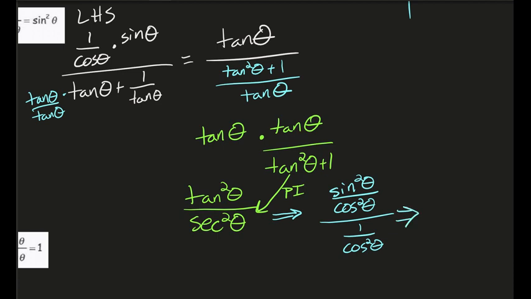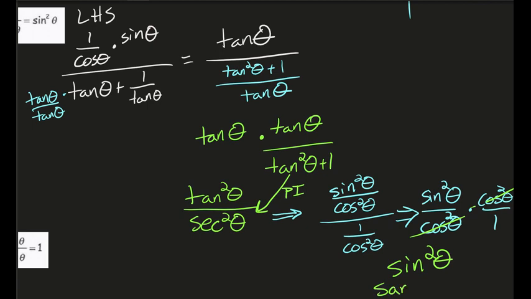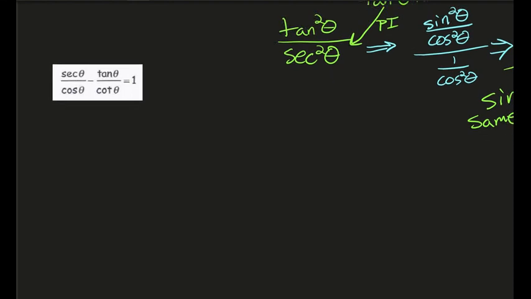So then what will happen is we'll multiply by the reciprocal of the denominator. We can factor out our cosine squared thetas. And since sine squared theta is the same as the right-hand side, we are done. We've checked this one off. Now, you could also do this one in terms of sine and cosine from the start. There is more than one correct way to do these. Now, we're going to look at one more here.